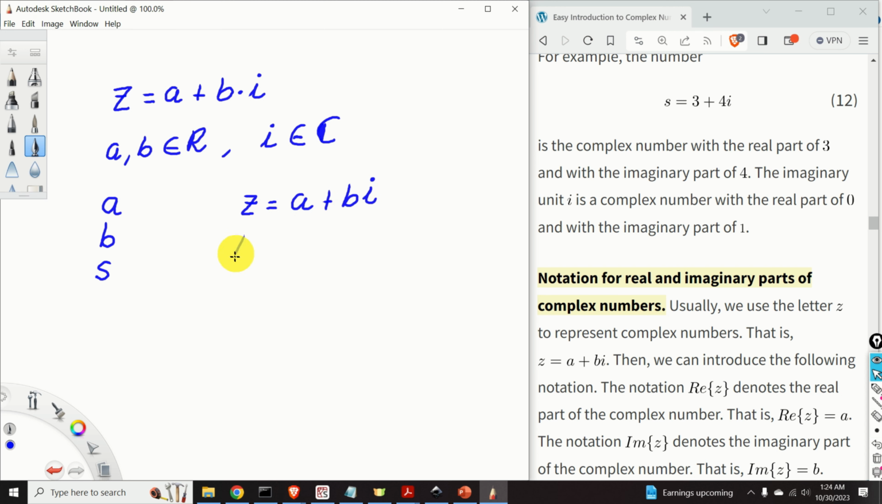The notation Re(z) denotes the real part of the complex number z, and obviously this part is equal to a. On the other hand, the notation Im(z) denotes the imaginary part of the complex number, and obviously we have that the imaginary part is equal to b.